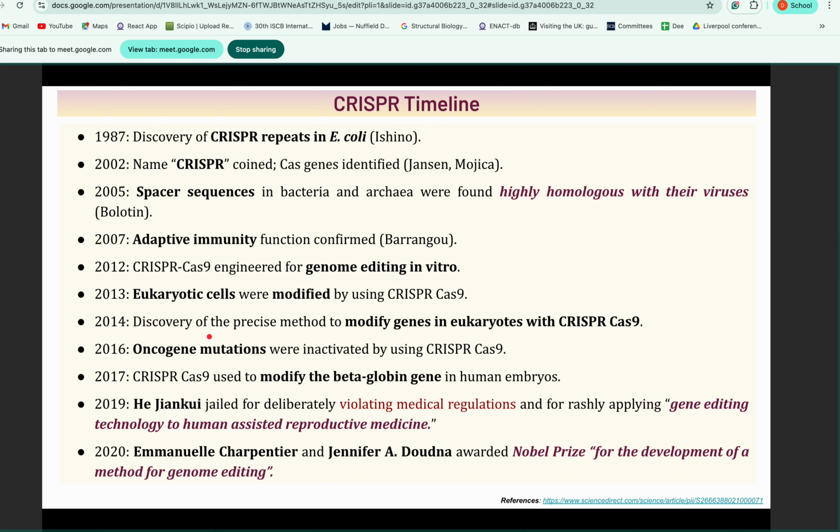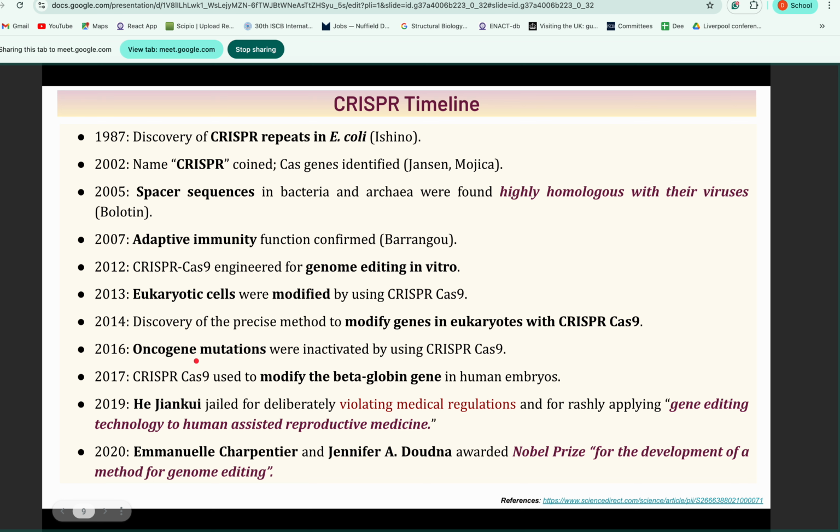In 2014, the discovery of precise methods to modify genes in eukaryotes with CRISPR-Cas9 was made. In 2016, oncogene mutations were inactivated by CRISPR-Cas9. So now, you know that oncogenes are the genes which are responsible for cancer. So if there is some mutation which is making the gene oncogenic.